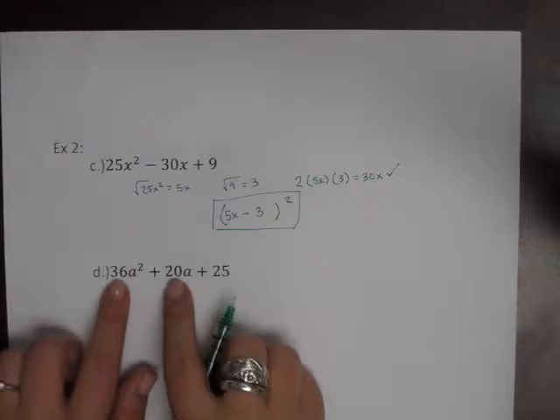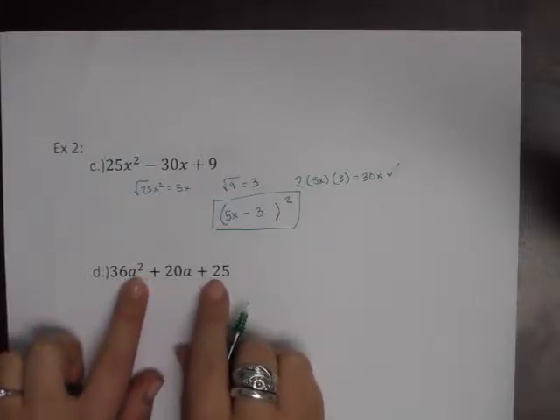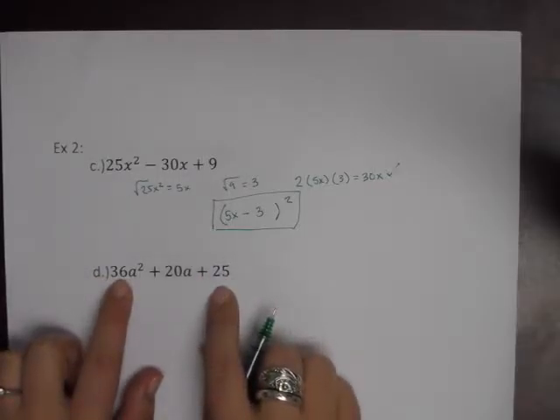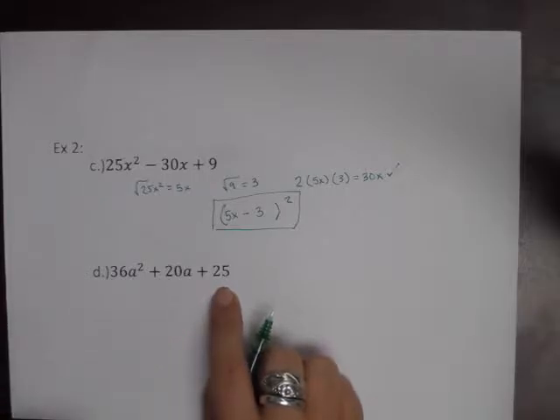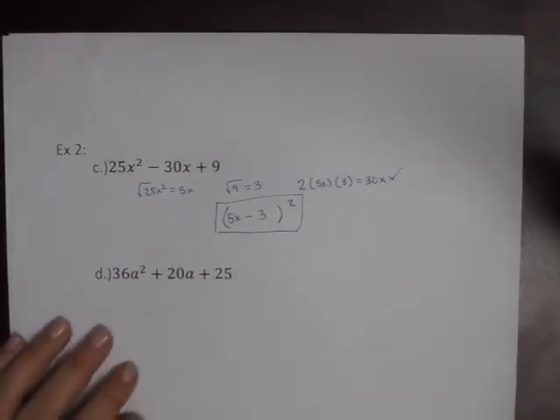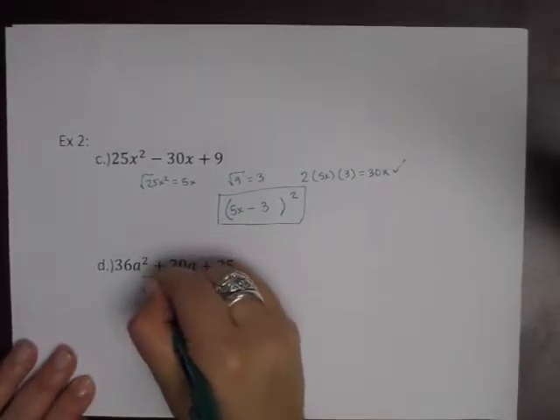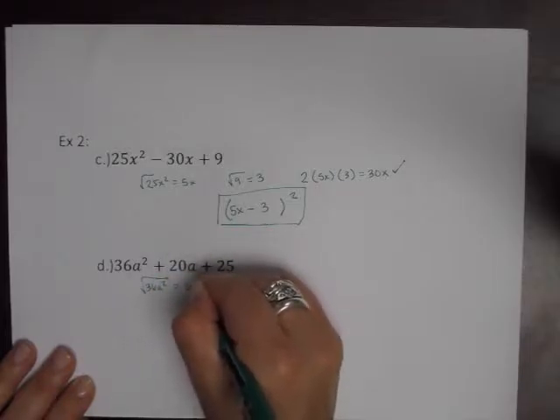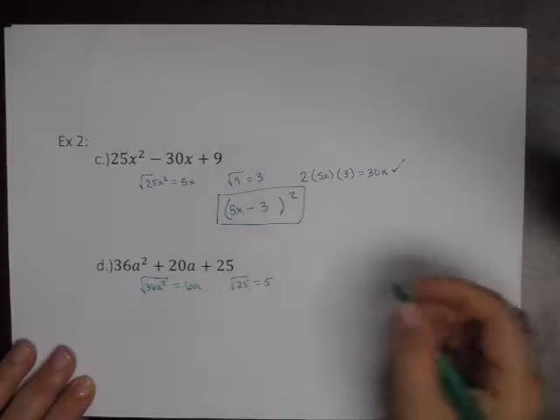Okay, so the next one that I have is 36a squared plus 20a plus 25. First thing that I look at, my first and my last term are perfect squares, and my middle term is going to be even. And I have three terms, so it could potentially be a perfect square trinomial. So I'm going to take the square root of 36a squared, which will be 6a. Then I take the square root of 25, which will be 5. And then I got to check it.